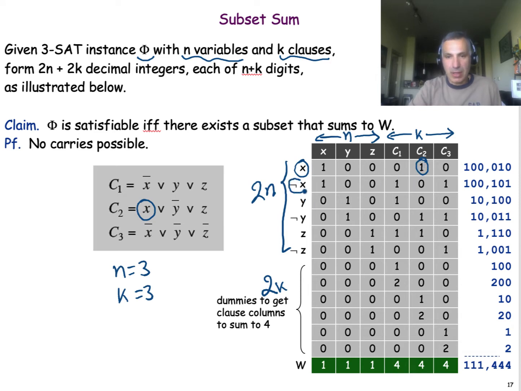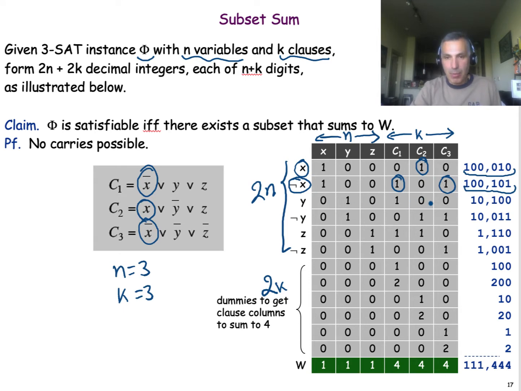Let's look at the second number, this literal, which is the complement of x. As you can see, it appears in clauses 1 and 3, right? So again, the first 3 digits are 100 because this literal relates to the variable x. But these digits are 101 because this literal x bar appears only in clauses 1 and 3, okay? So which are the 2 first numbers we constructed? The first one is 100,010, and the second number is 100,101.